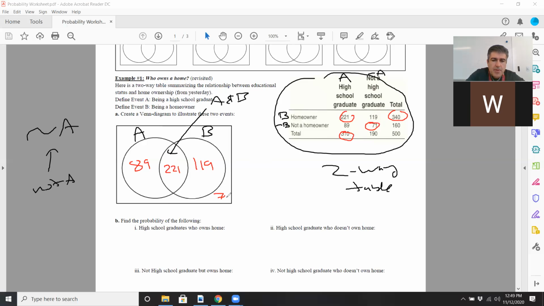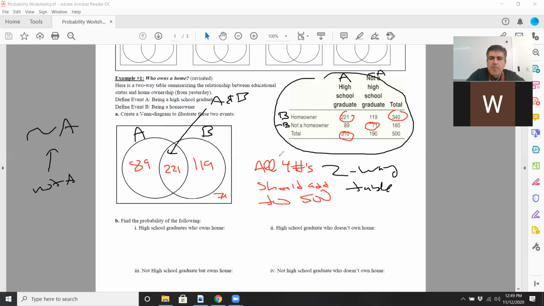And altogether, all four numbers should add to 500. So we're going to now deal with probability using this data here. So here's what we'll do. I'll put you guys in a breakout room really quickly. Should take maybe about 3 minutes, and then we'll come back to this.